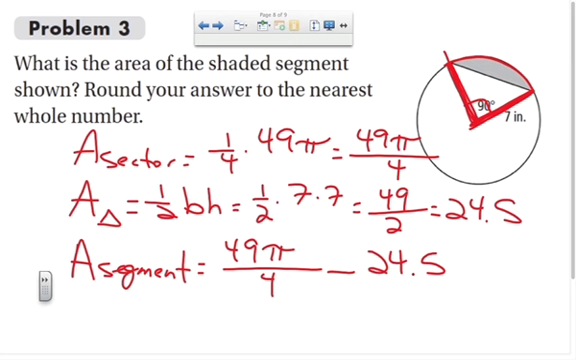Getting philosophical, are we? Actually, no, it's not. But we're all done with them now. No, you should not get a negative area. Make sure that you're subtracting in the correct order. You get approximately 14 square inches.